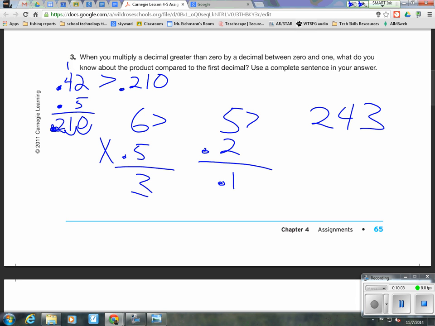Or no, not 0.1. 1, I mean, right? Because it's 10. 5 times 2 is 10. It's 1. Jeez. Glad that was recorded.